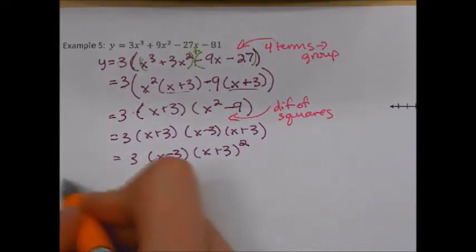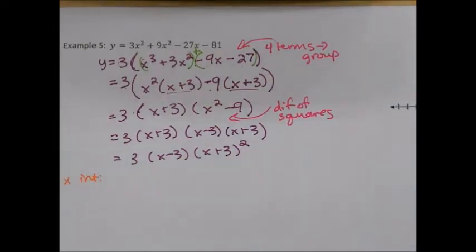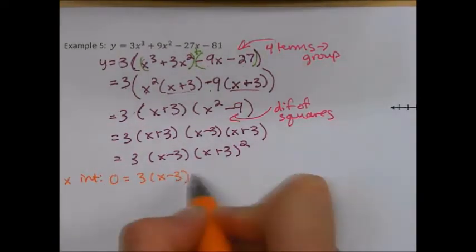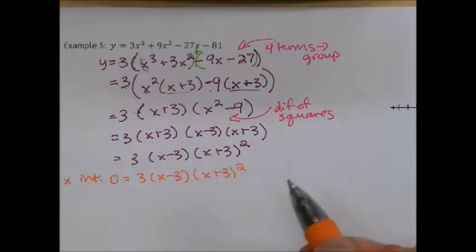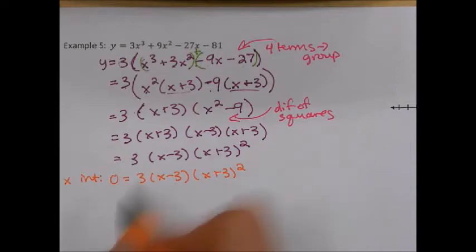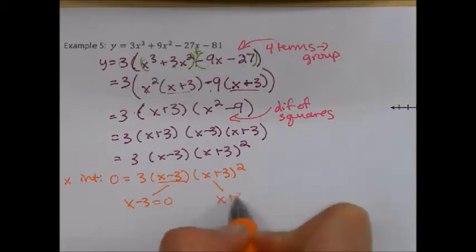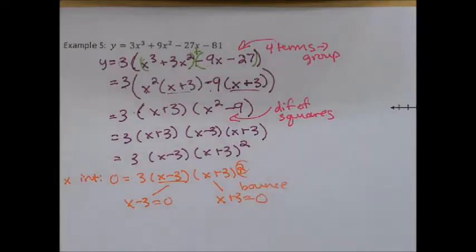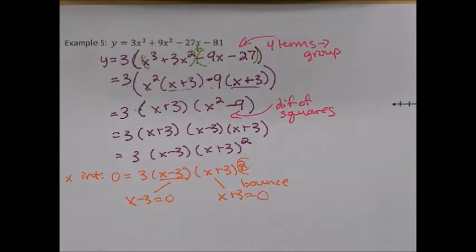Now let's find our x-intercepts. So for our x-intercepts, y equals 0. I set this piece equal to 0, and this one equal to 0. And since our multiplicity is 2, we're going to have a bounce here. So I get x equals 3, x equals negative 3. I have 3 comma 0 and negative 3 comma 0.